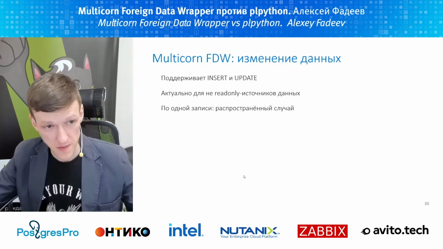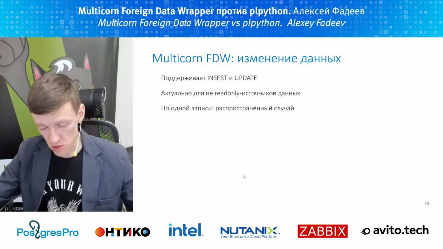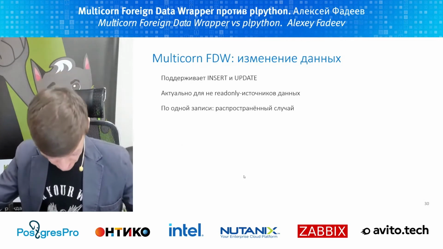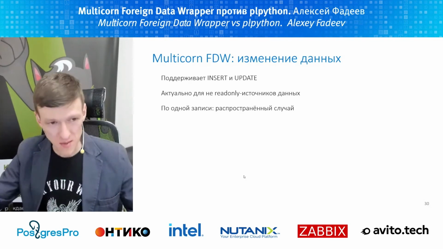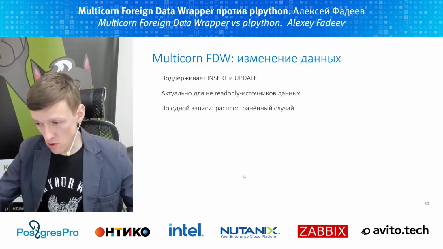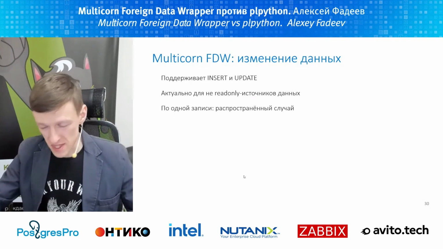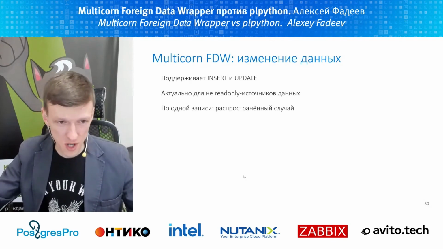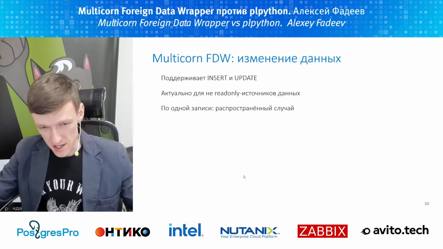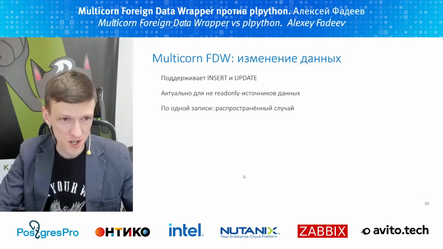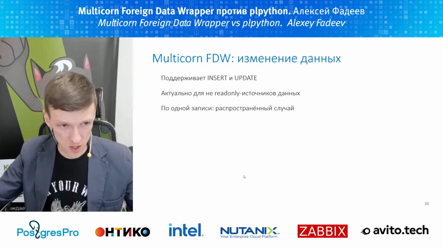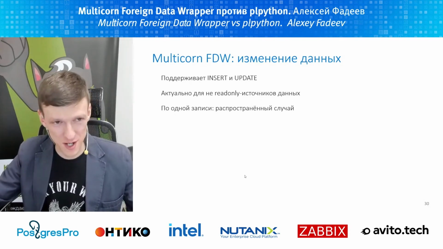Another advantage of multi-core foreign data wrapper is that from this outer table you can not only read data, but also introduce changes, execute insert and update operations if you need it. Because in this case, this is a read-only source. But there can be various cases. That's why when you need to have insert and update, probably it will be more convenient to use multi-core foreign data wrapper. Of course, SQL language is also supported by Postgres.